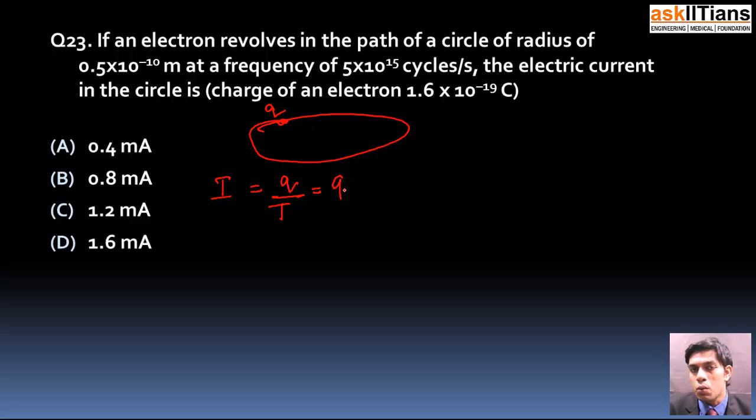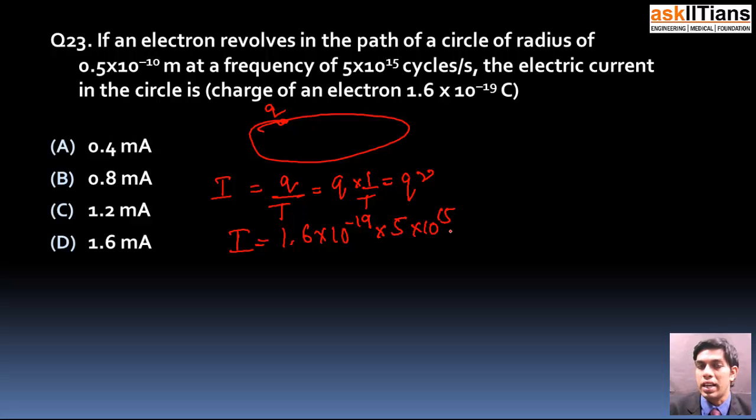If you look closely, charge q multiplied by 1 by t is nothing else than q, the charge, multiplied by its frequency. So the current over here is simply 1.6 into 10 to the power minus 19 coulomb multiplied by 5 into 10 to the power 15 cycles per second. So this comes out to be 0.8 milliampere. That is the current in this particular loop. So B, 0.8 milliampere is the correct answer.